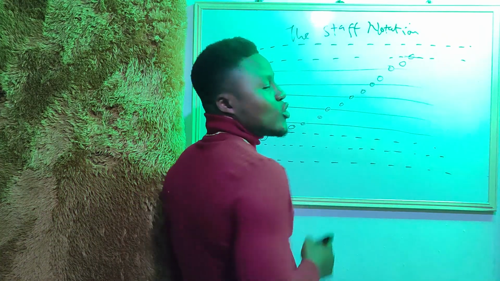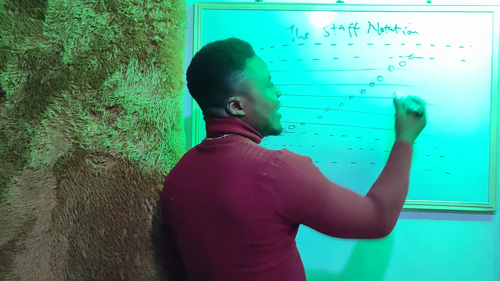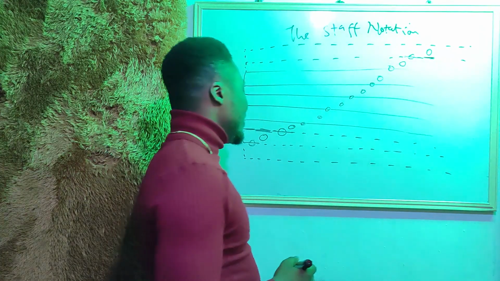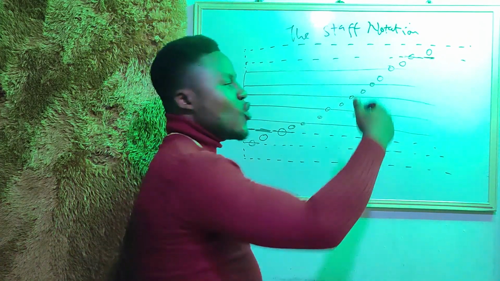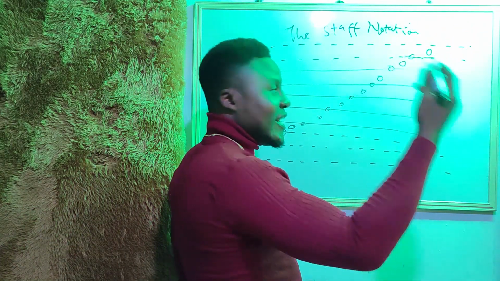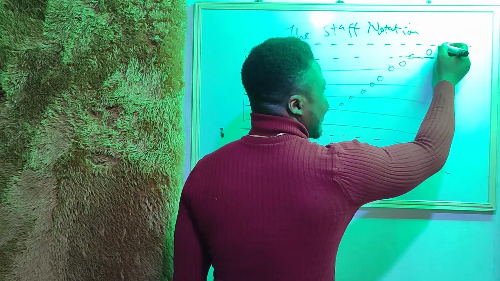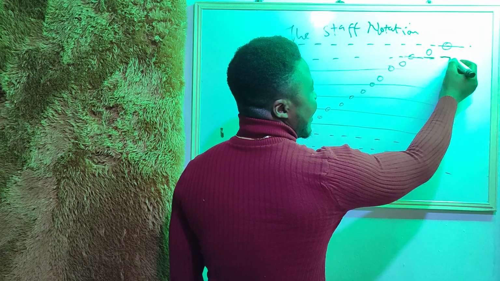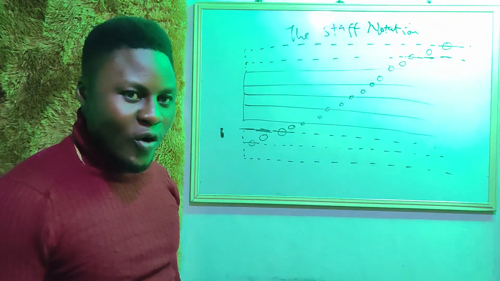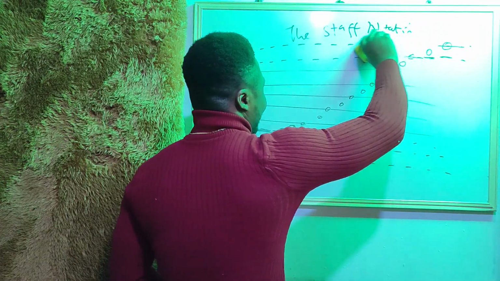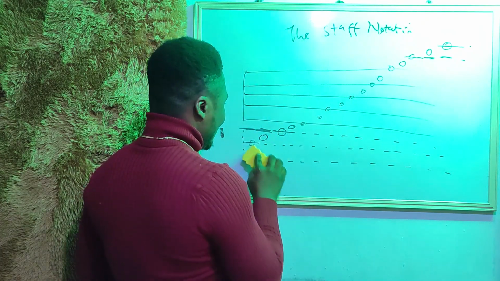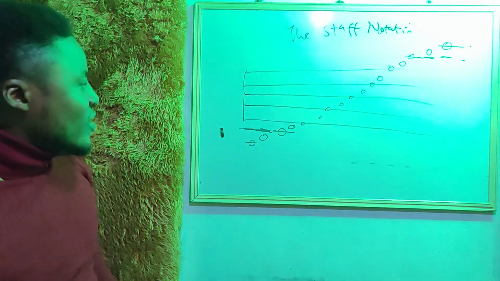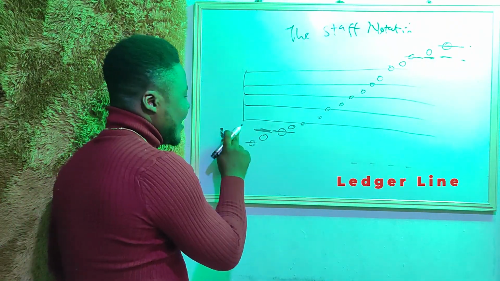When it goes from this line, it goes to another space, and there will be a ledger line below it. And when it is going again, it goes on the line, and it goes to another ledger line. But you must not forget that there is a ledger line below it. Okay? These are ledger lines.